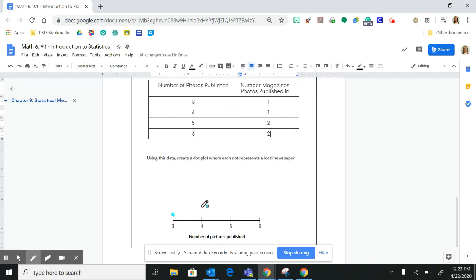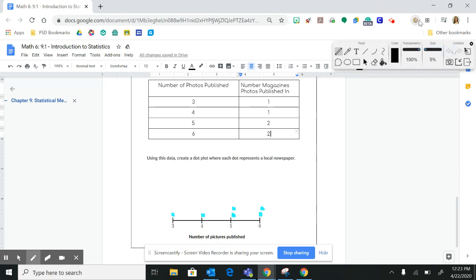And then I look at my 4. I only have 1 magazine where he published 4 photos. But if I look at 5, he published 2 different photos in 5 and 2 different photos in 6. And in real life, your dots would be more dot looking than Miss Nelson's, but this is just what it is. So now that we have this information, we can begin to ask ourselves questions about the data.